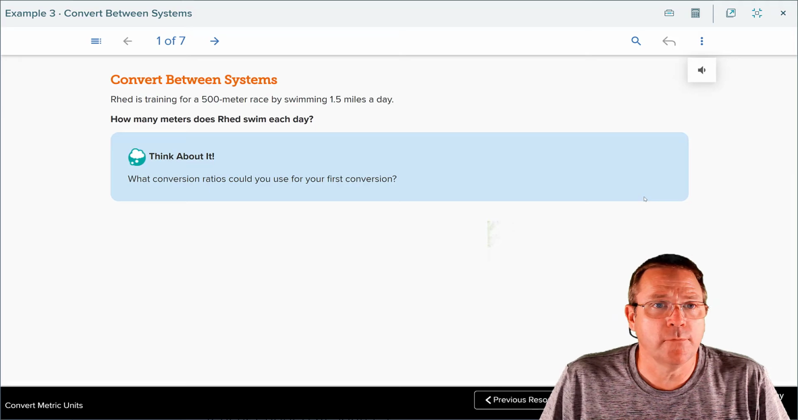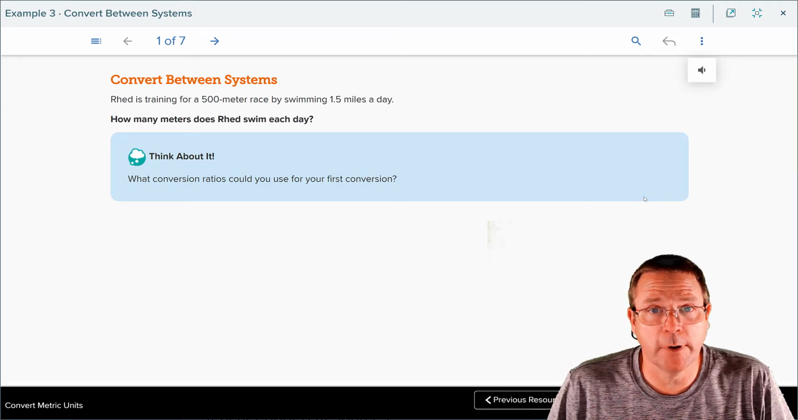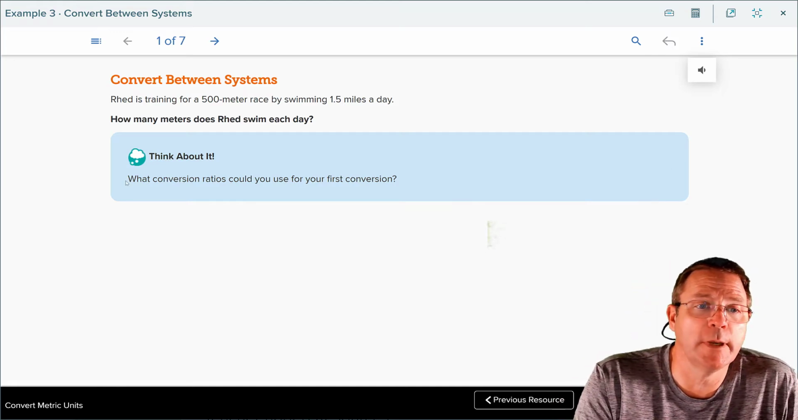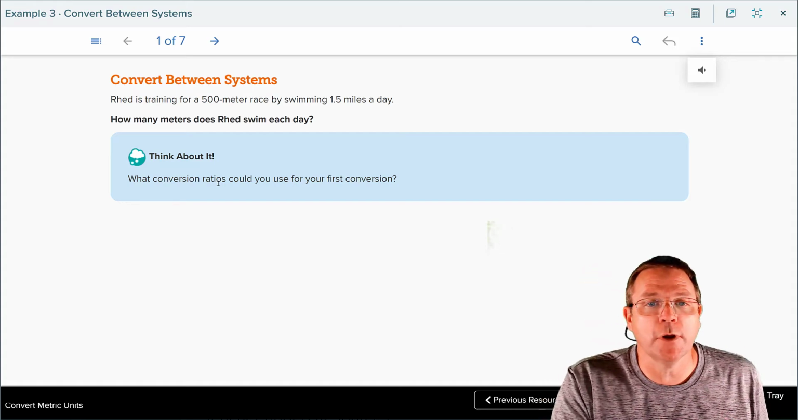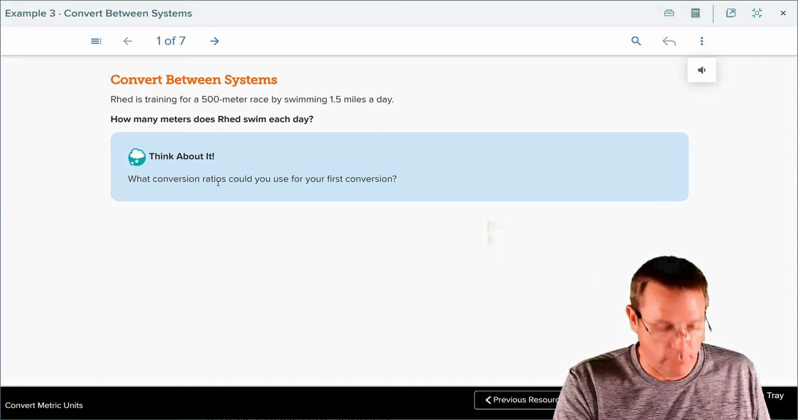Red is training for a 500-meter race by swimming 1.5 miles a day. How many meters does Red swim each day? What conversion ratio should you use for this first conversion?